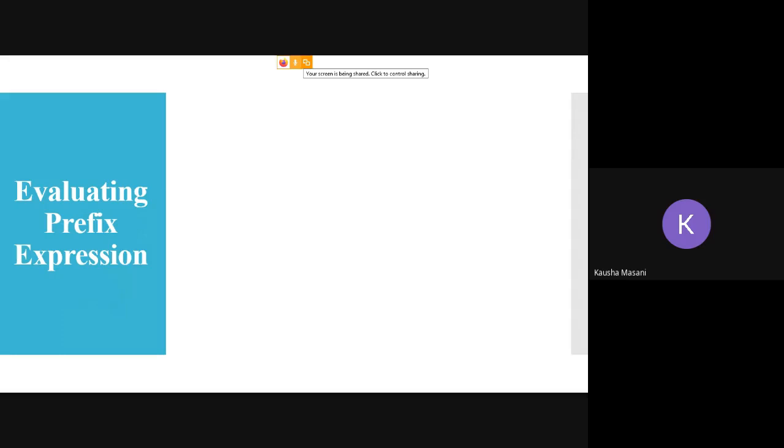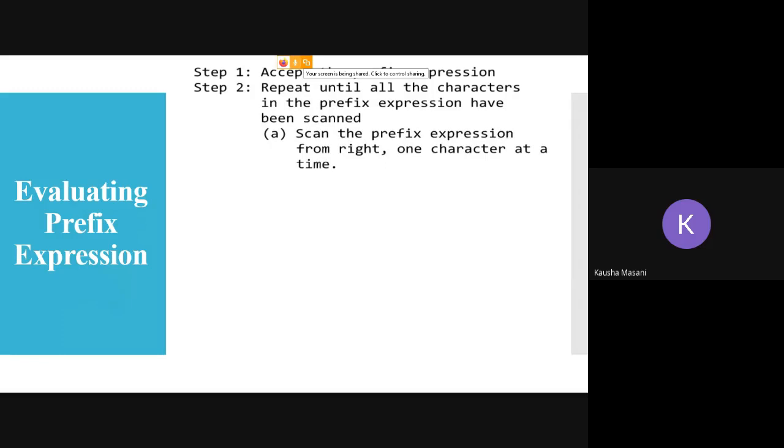So let's say, for example, you have converted it. The conversion is done. Then what you have to do, step 1, accept the prefix expression. I'm saying here you are accepting the prefix expression, so that means prefix conversion is already done, right? Then you have to scan each of your expression one by one from right hand side, one character at a time.